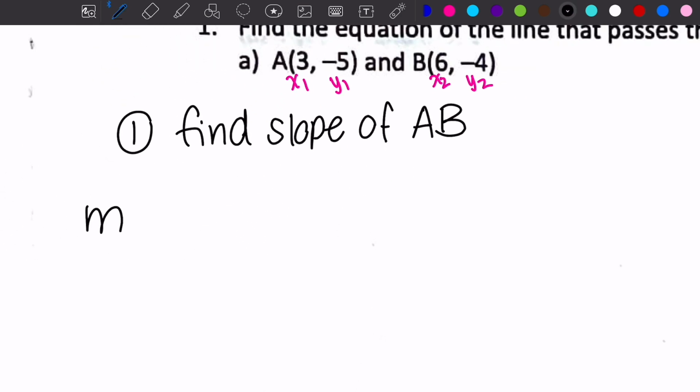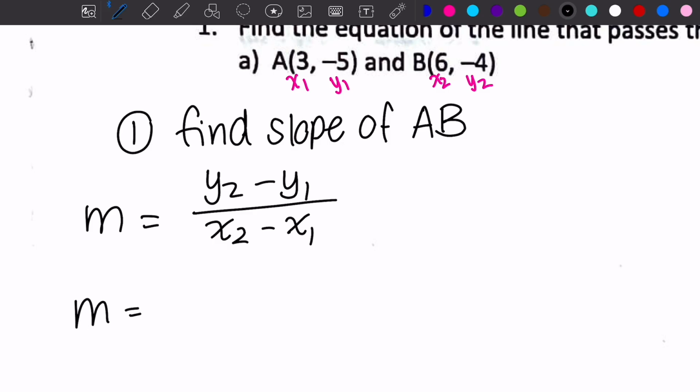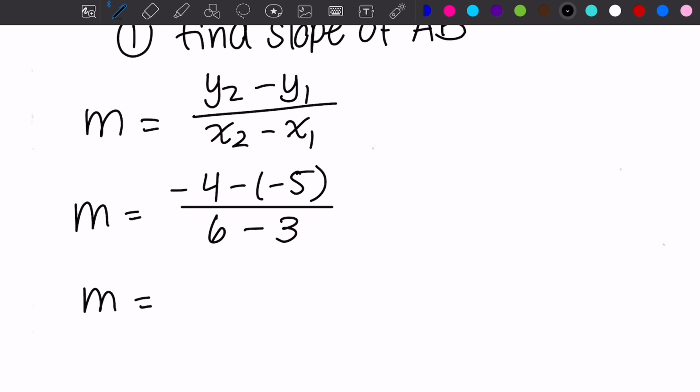Okay, so if I plug this in, m equals, and I'll write the general formula just to start, right? Again, the only hard part about this is keeping track and making sure you're using the right value. So my y's, -4 minus -5, all over my x values, 6 minus 3. This is going to give me negative 4 plus 5, which is just 1, and 6 minus 3 is just 3. So my slope is just 1 over 3.